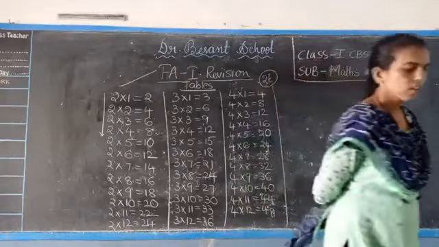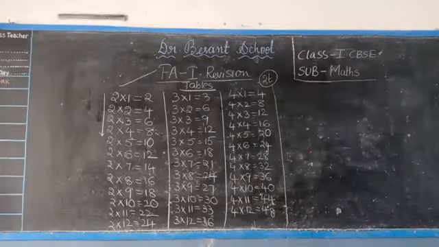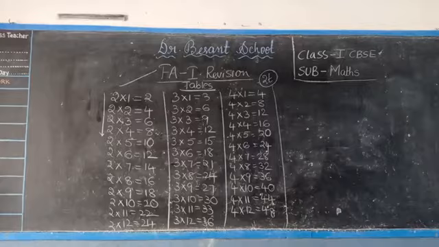Is it clear? Now read again. 4 table. 4 ones are 4, 4 twos are 8, 4 threes are 12, 4 fours are 16, 4 fives are 20, 4 sixes are 24, 4 sevens are 28, 4 eights are 32, 4 nines are 36, 4 tens are 40, 4 elevens are 44, 4 twelves are 48.